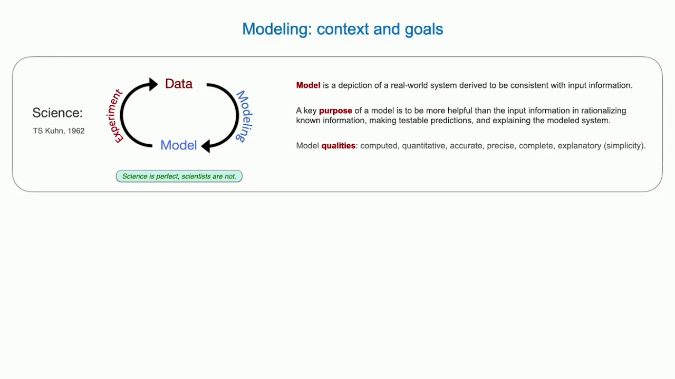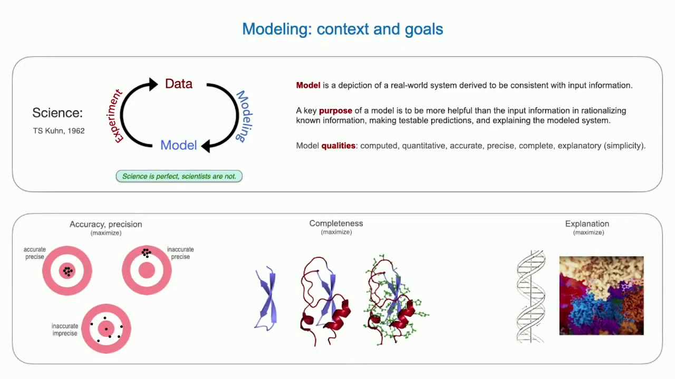A key purpose of a model is, of course, to be more helpful than the input information in rationalizing known information and so on. And models, model qualities that we would like to maximize, or at least optimize, are that it's better that it's computed in a quantitative fashion than described in words, for example. We'd like to maximize accuracy, precision, completeness of the model, because then obviously such models will be more useful for whatever applications we have in mind.